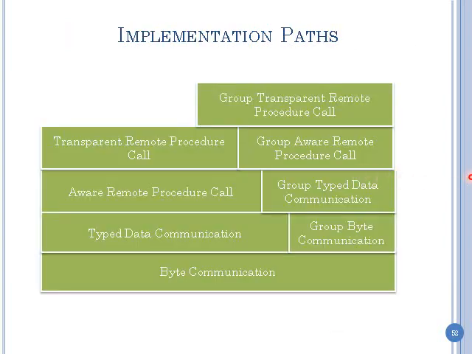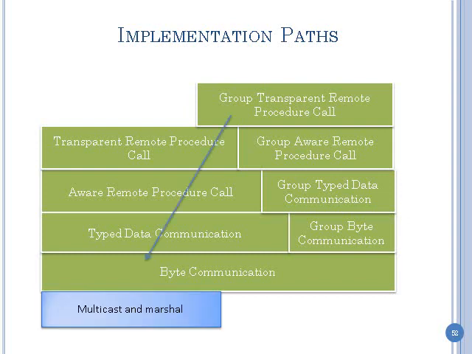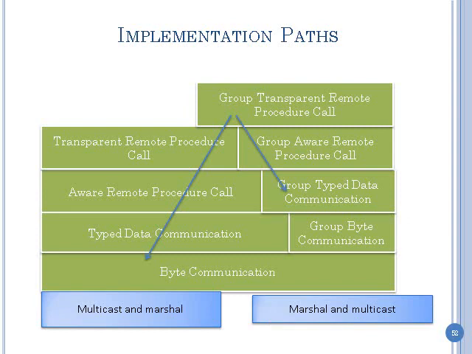This is something we went through earlier, but it's good revision for the exam. I haven't written the exam, so I don't know if it's good or not, but it's revision for the exam. So what are my choices? I want to do a group remote procedure call. I can multicast and marshal, or marshal and multicast. We saw this point before. Same thing with serialization, same thing with marshalling also.